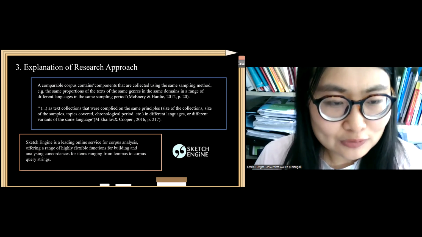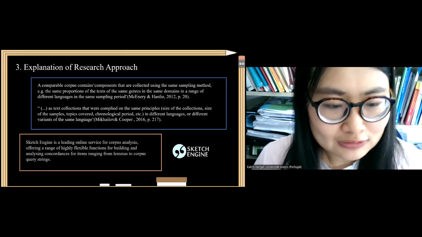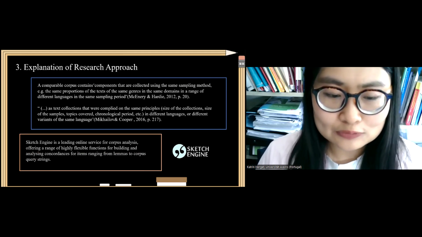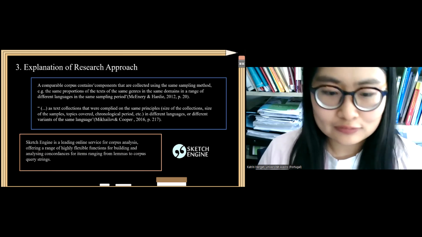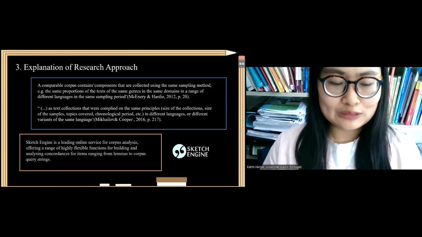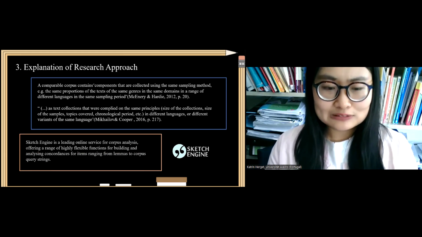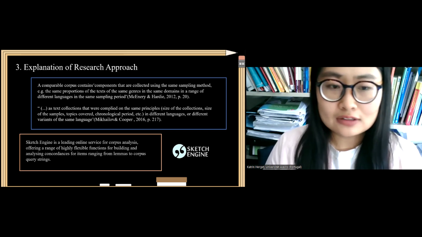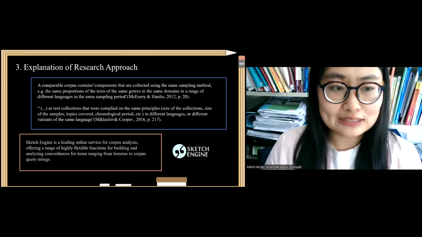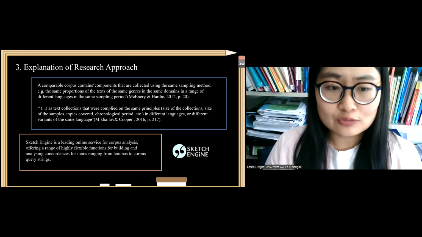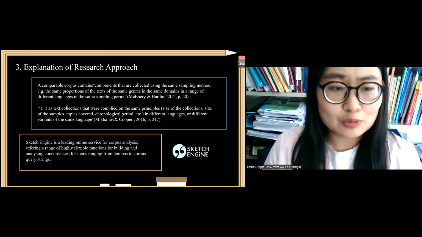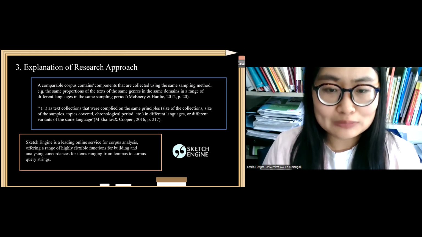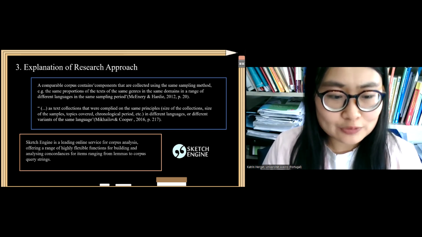Next, I will introduce the tool Sketch Engine. It's a set of software tools for analyzing corpora, developed by Lexical Computing Limited. The system was made available as a commercial product in 2002. Sketch Engine is a leading online service for corpus analysis, offering a range of highly flexible functions for building and analyzing concordances for items ranging from lemmas to corpus query strings.